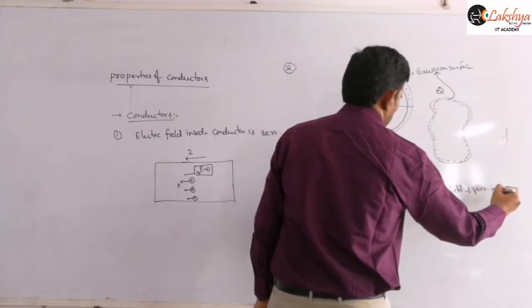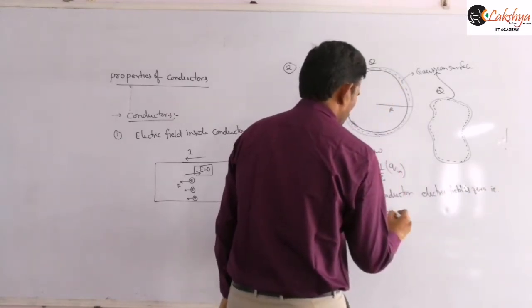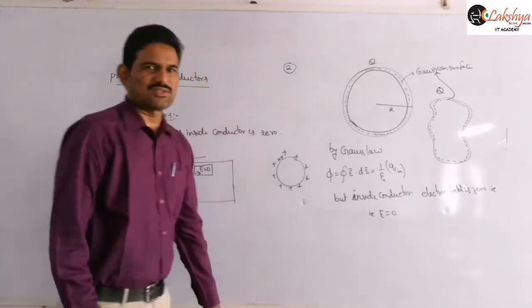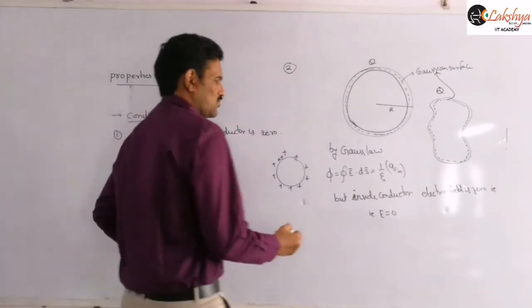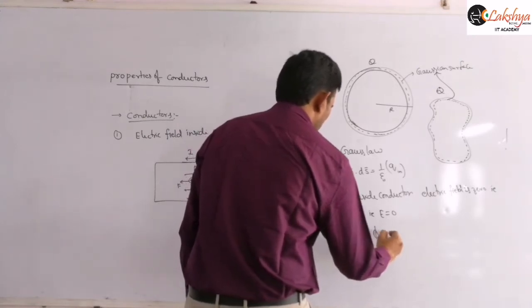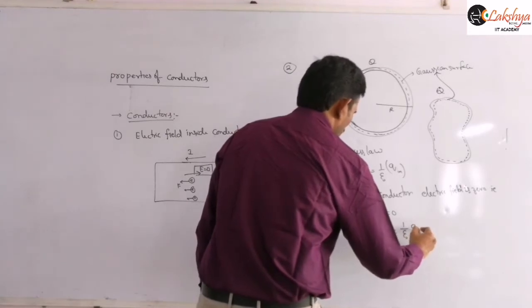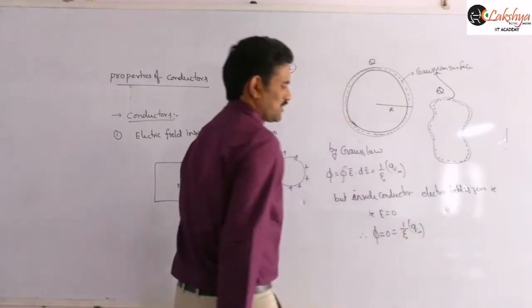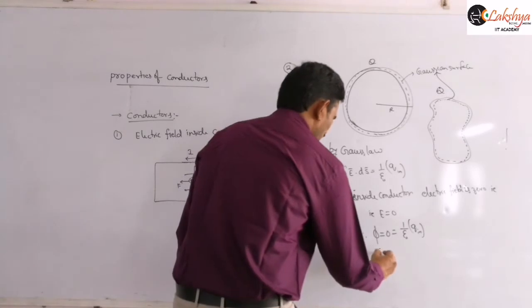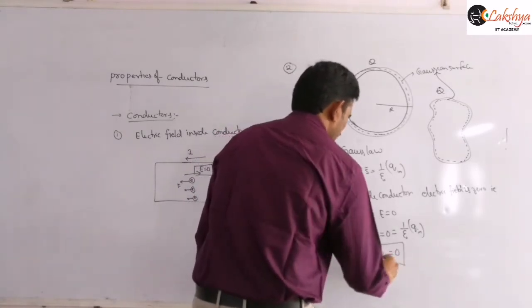That is E is equal to 0. Means I will write here that E is equal to 0. That means in this expression E is equal to 0. If E is equal to 0, then you can write this flux is equal to 0, which is equal to 1 by epsilon naught times the charge enclosed, right? And so from that you can conclude that charge enclosed is 0.